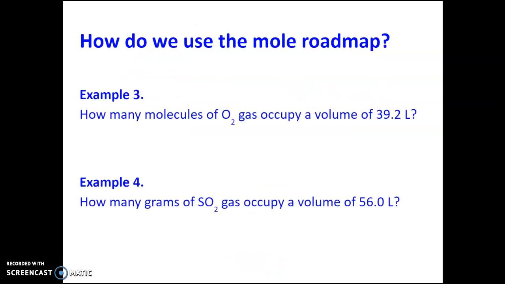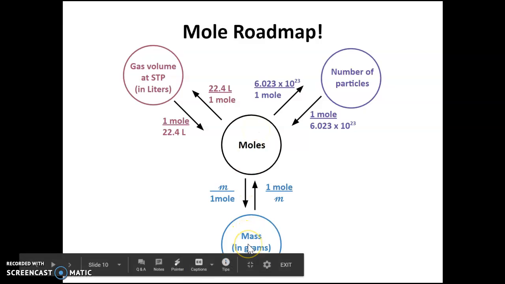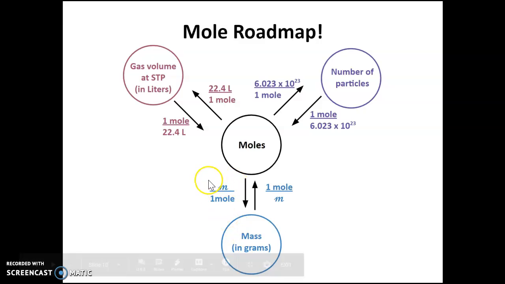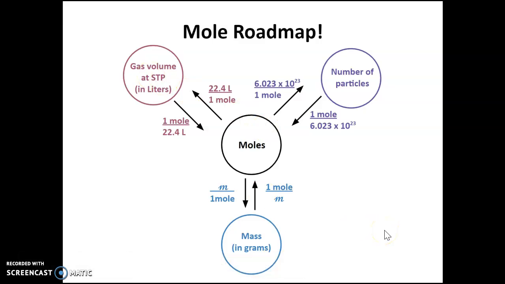The second one says, how many atoms of sulfur dioxide gas occupy a volume of 56 liters? So if I go back, 56 liters, I'm going to start over here. I can go to moles, and then I'm looking for the mass, so I need to go to grams. And so I'll use the molar mass of sulfur dioxide to do that. Okay, so volume to moles to grams. That's my game plan for the second example.